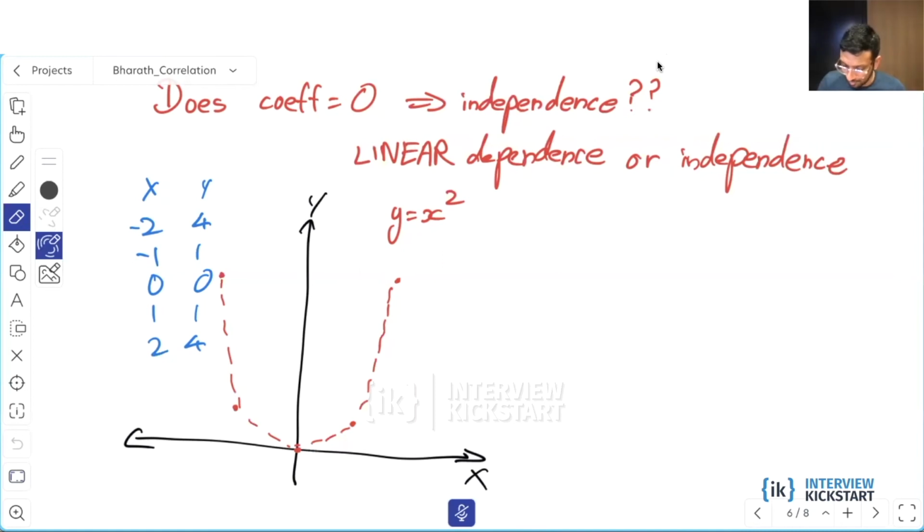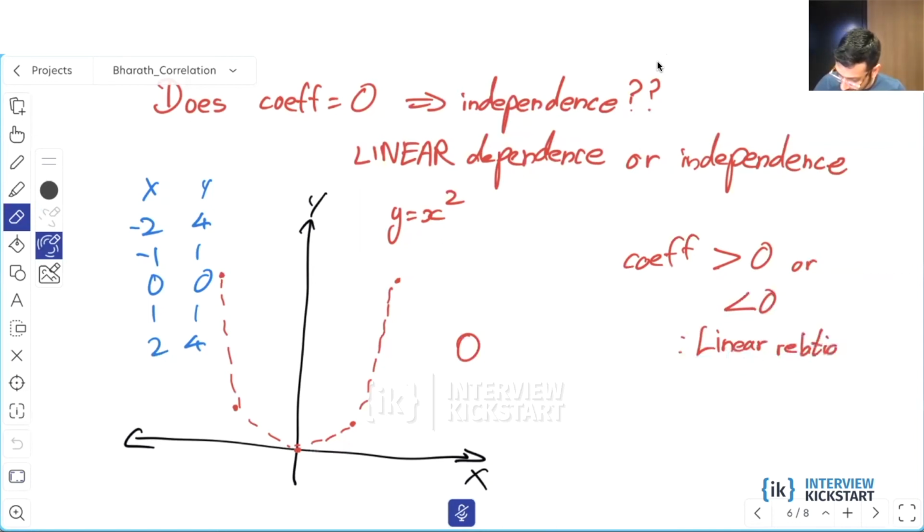However, in this case, if we just have these 5 points and we were to calculate the correlation coefficient, we would find that there is no linear relationship between them. The correlation coefficient would be equal to 0. So what this means is that if the coefficient is positive or negative, there is a linear relationship. That is, they're dependent.